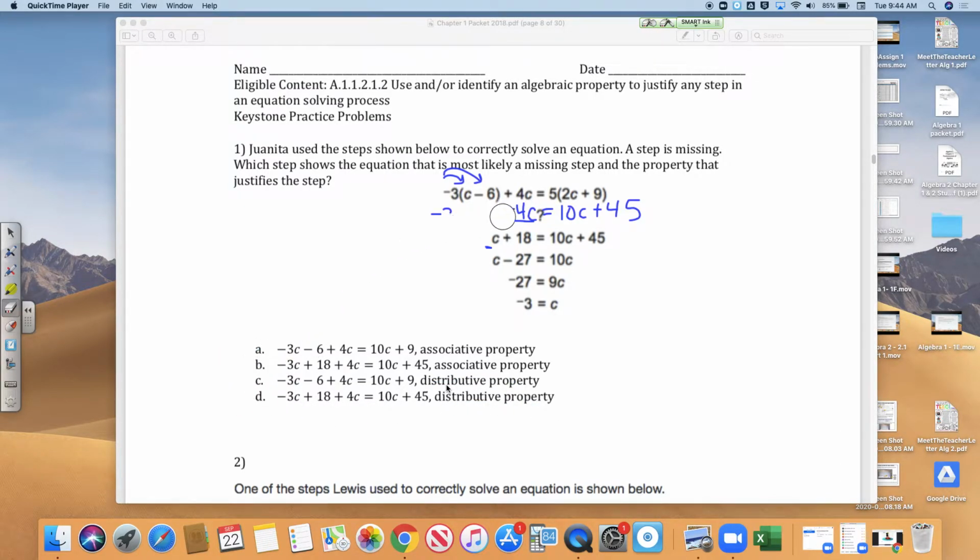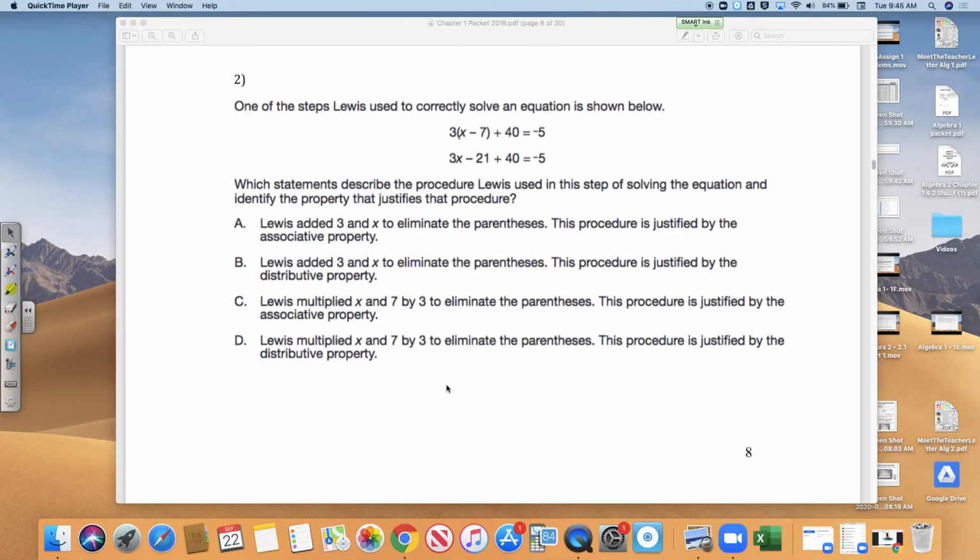All right, let's try the second one together as well. Using test-taking strategies and also just solving it ourselves to see what we get. So the next problem says one of the steps Lewis used to correctly solve an equation is shown below. We have 3 parentheses x minus 7 plus 40 equals negative 5. And I can see that Lewis used the distributive property to get 3x minus 21 plus 40 equals negative 5. So which statements describe the procedure Lewis used in the step of solving the equation and identify the property that justifies this procedure?